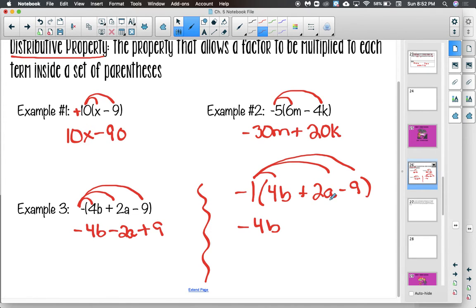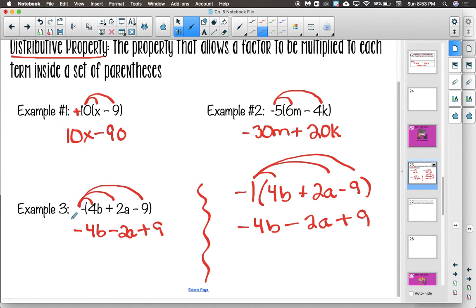Negative 1 times positive 2a. A negative times a positive is a negative. 1 times 2a is 2a. A negative 1 times negative 9. Negative times a negative is a positive, so we put a plus sign there this time. And 1 times 9 is 9. See, we got the same answer. So either method works for me.